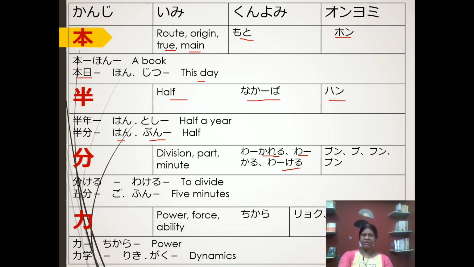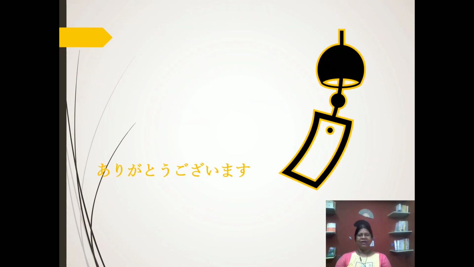Gofun, 5 minutes. Meaning of this kanji: power, force, ability. Kunyomi chikara, onyomi ryoku or riki. Chikara, power. Rikigaku, dynamics. There is a separate kanji video for the N5 course. Please go with that. It will help you learn how to write the kanji properly, and you will also find some more words. Including that, you also find a quiz. It will help you a lot.